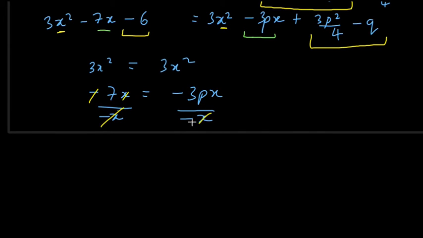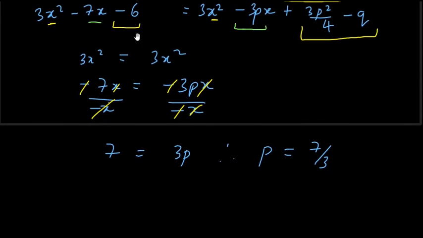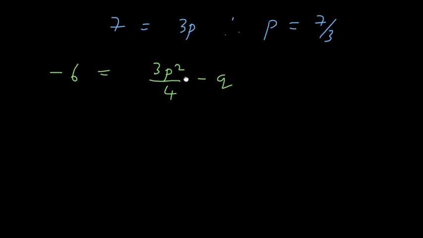Now we have 7 is equal to 3p, therefore p is 7 over 3. Okay, and now let's compare the constants. So let me use a different ink. So I have minus 6 is equal to 3p squared over 4 minus q, and we need to find the value of q.